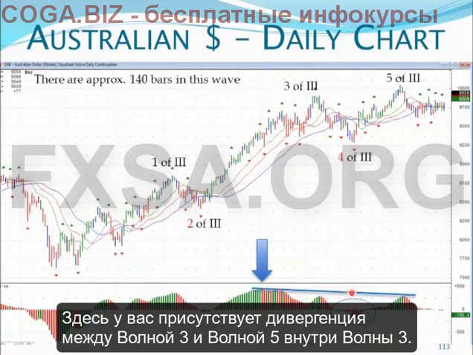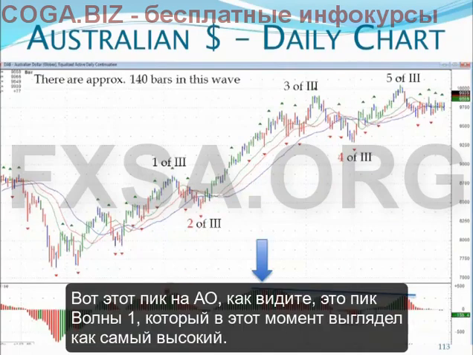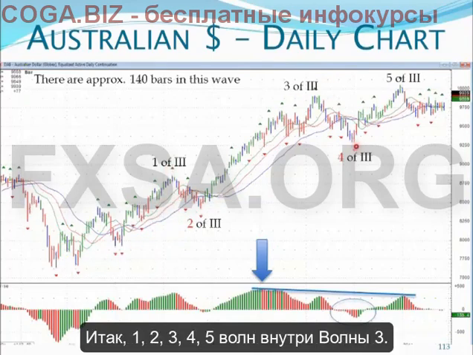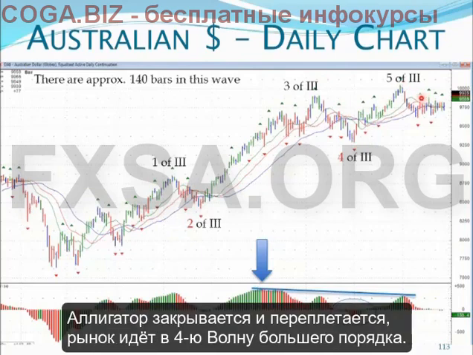You have divergence here from wave 5 of 3 here to wave 5 of 3. The AO peak here, you can see a wave 1 looked like it was the tallest at that point. And we just finished a correction here. So 1, 2, 3, 4, 5 of 3. Alligator closes, intertwines, market goes into a larger degree fourth wave.